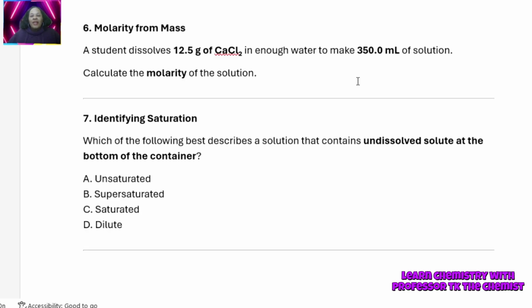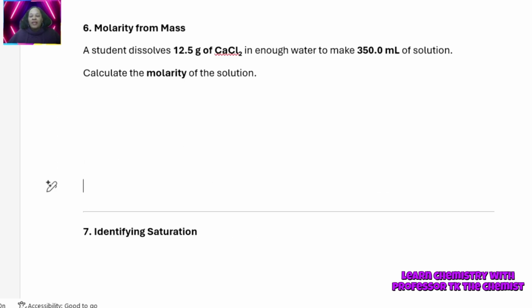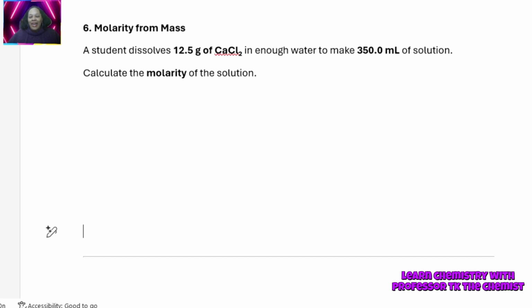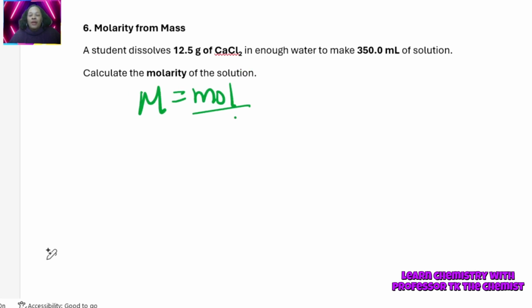Now, number 6 deals with molarity from mass. It says a student dissolves 12.5 grams of calcium chloride in enough water to make 350.0 milliliters of solution. Calculate the molarity. Now, one thing I know, because molarity is equal to moles per liter, I'm going to write that down.